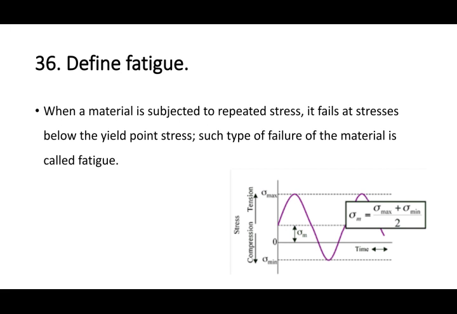Define fatigue. When a material is subjected to repeated stress, it fails at a stress below the yield point stress. Such type of failure is known as fatigue. So whenever the material is subjected to repetitive stresses, like the same material is subjected to tension and then compression, tension, compression alternately, in that case that material will fail below its yield point, and such type of failure is known as fatigue.